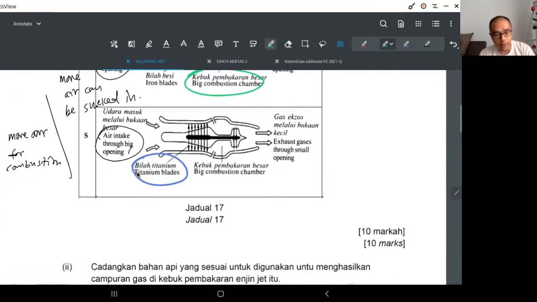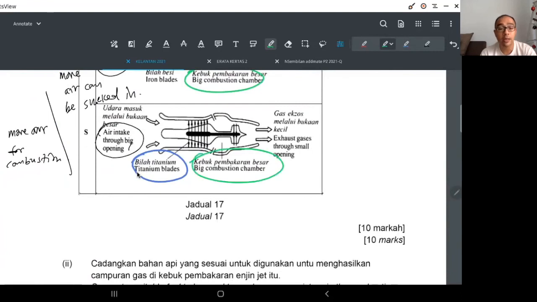Okay, don't need to think one. Memang kena ruang pembakaran yang besar. Why do we need ruang pembakaran yang besar? Okay, so higher rate of combustion. Okay, kadar pembakaran yang lebih tinggi.